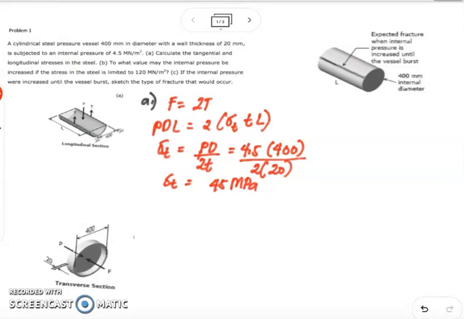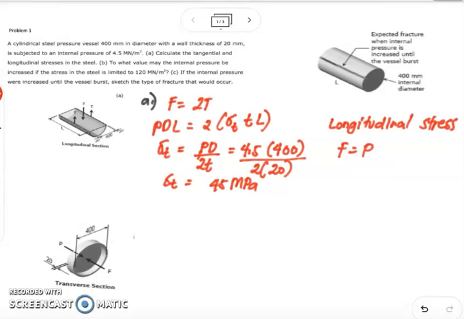And for the longitudinal stress, which is on the transverse section, we have here F is equal to P. So the total force acting on the rear portion of the tank is equal to our total longitudinal force on the wall, denoted by P sub T.